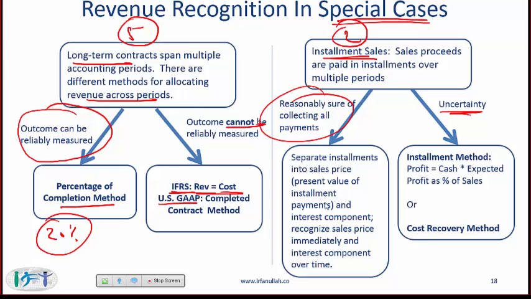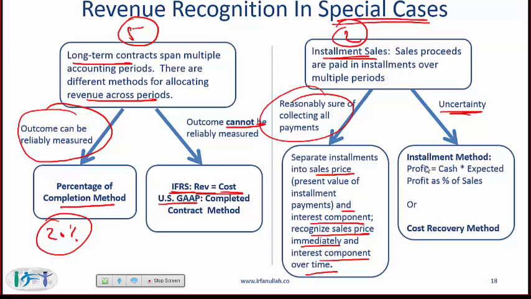The slightly more detailed explanation is given here. Separate installments. So all the payments that you get, you separate into a sales price and an interest component. When you do that, you can recognize the sales price immediately, but the interest component will be recognized over time.